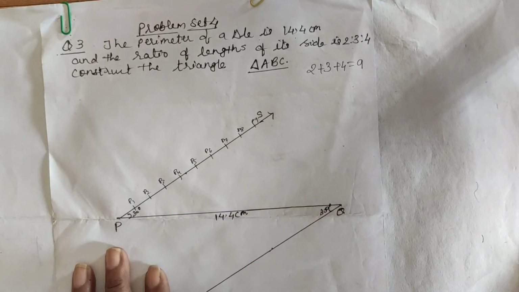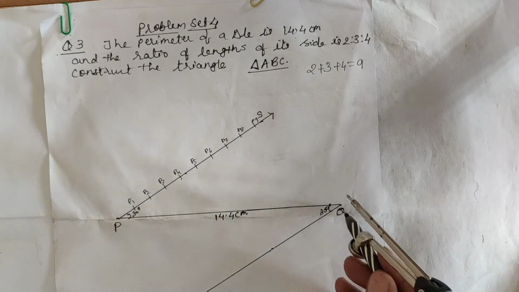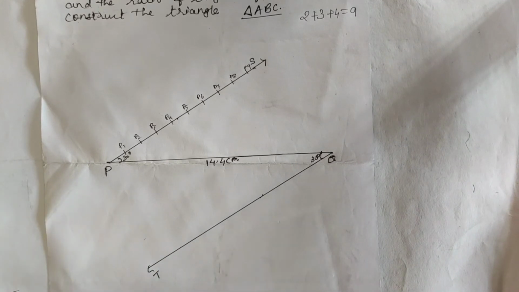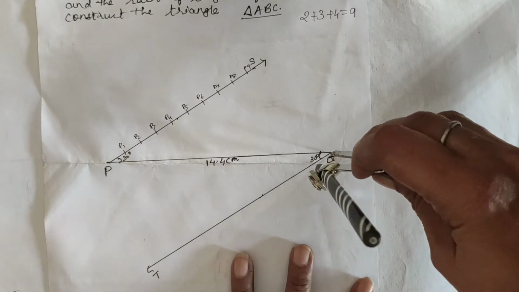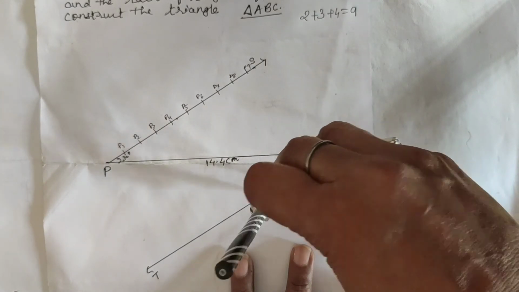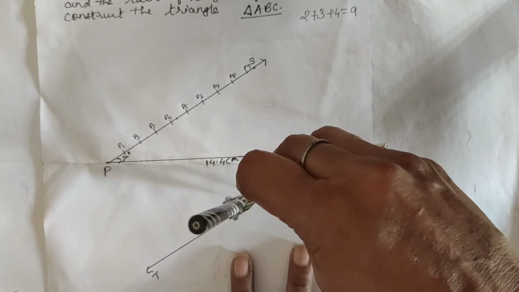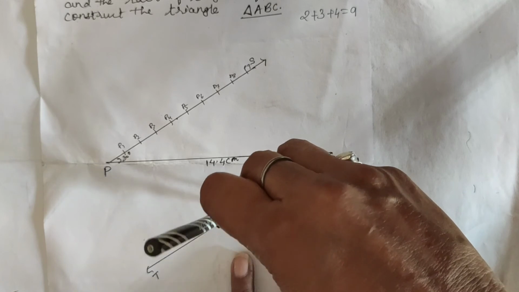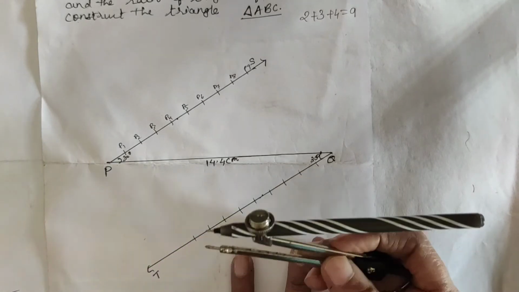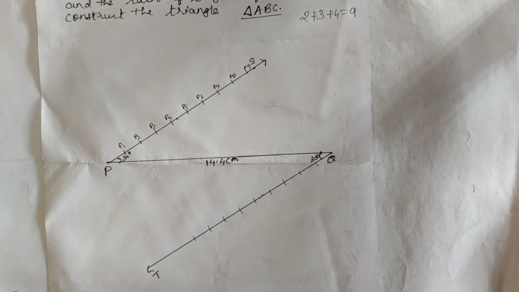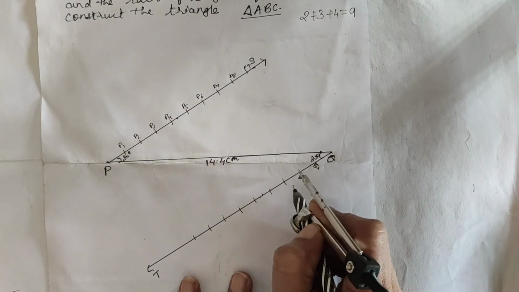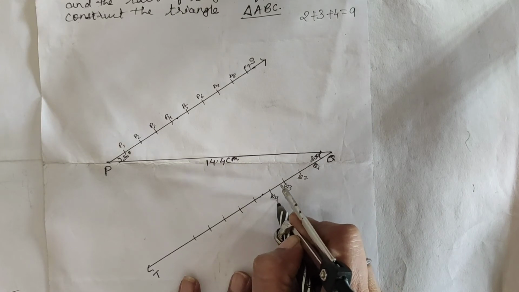Similarly take 9 equal parts on ray QT. Here also you take 9 equal parts. So see, 1, 2, 3, this is how we have drawn 9 equal parts, and give the name Q. So what name will you give here? This is Q1, Q2, Q3 and so on.